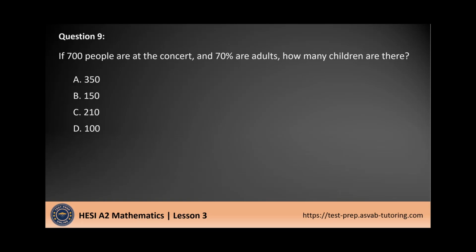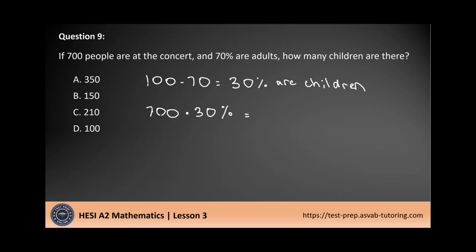If 700 people are at the concert and 70% are adults, how many children are there? Okay, so if 70% are adults, then the remaining 30% must be children. So 30% are children. So the question is really asking us, what is 30% of 700? 700 times 30%.